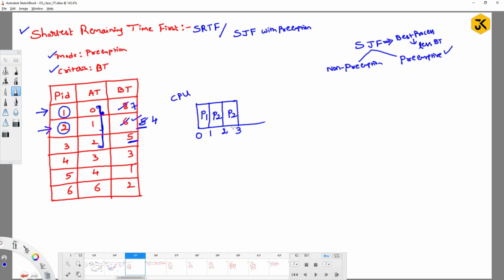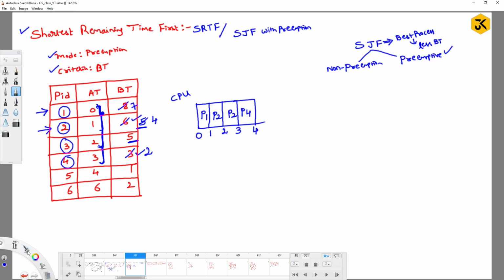By the time of 3 units, what processes are available in the ready state? Processes 1, 2, 3 and 4, right? Now out of these 4 processes, which burst time is very less? The process 4 burst time is very less. So the chance will be given to process 4, and once it has done 1 unit of time, the leftover is 2 units.